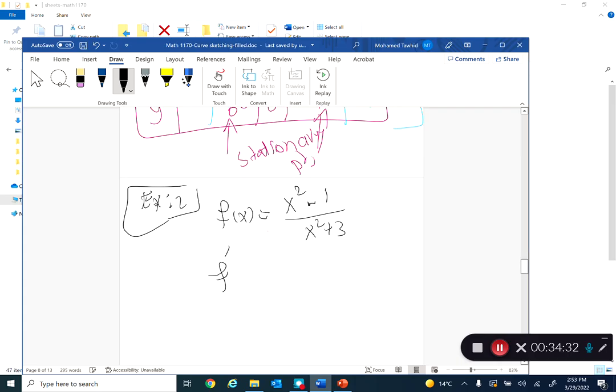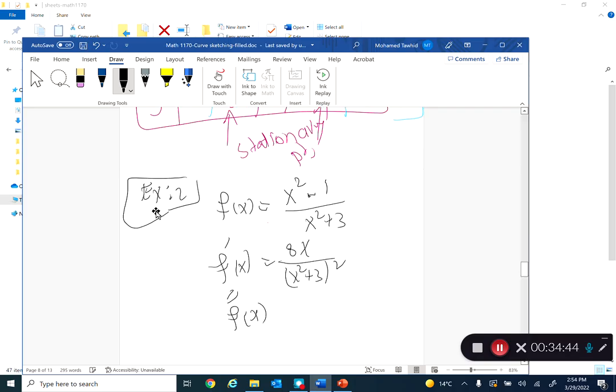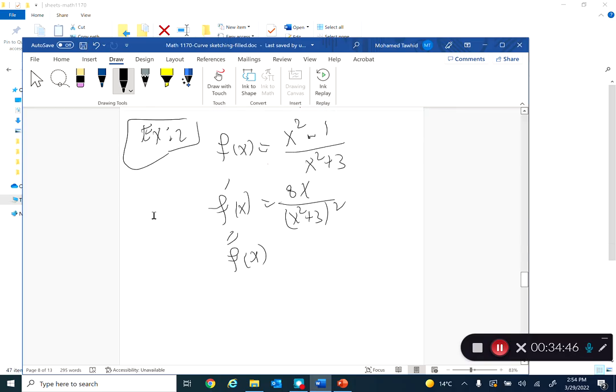What is my first derivative? The first derivative here, I'm going to give it to you after I simplify, which is 8x over (x squared plus 3) squared. What is my second derivative? Your second derivative is, I'm going to give it to you here: 24 times (1 minus x squared), divided by (x squared plus 3) cubed, all right?